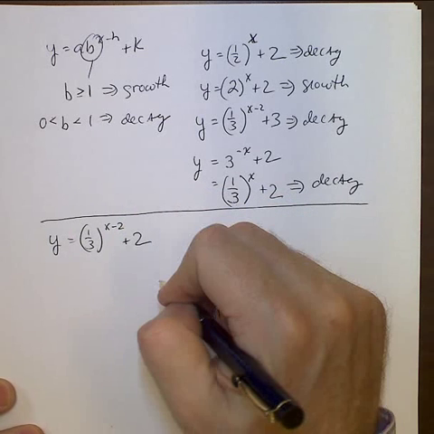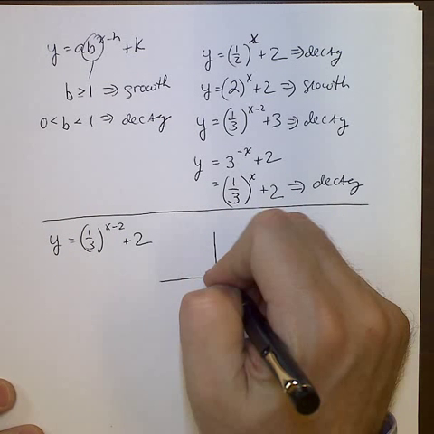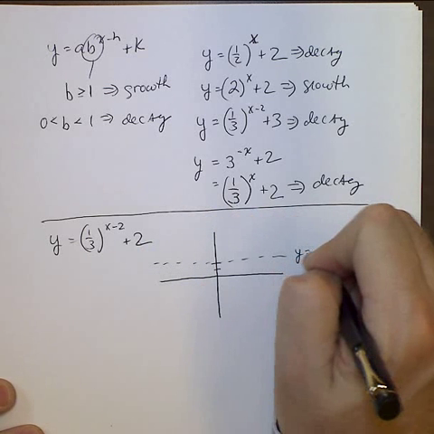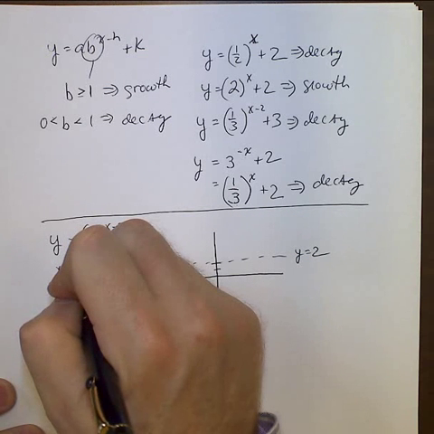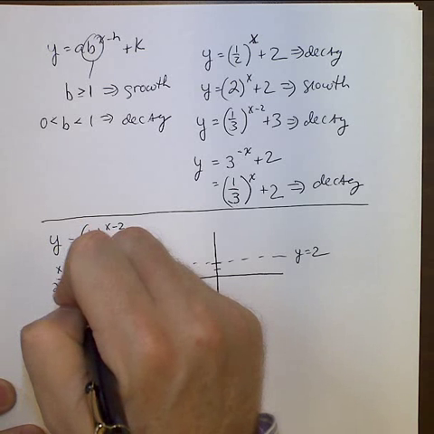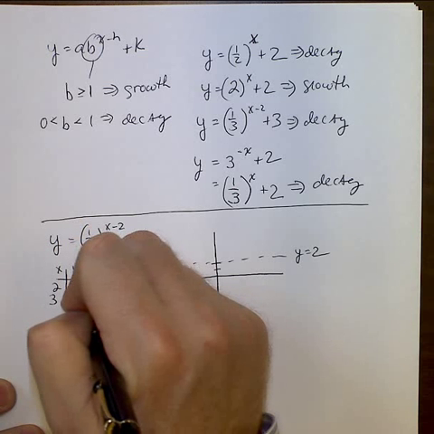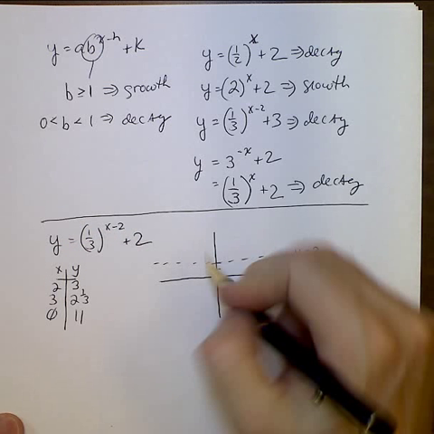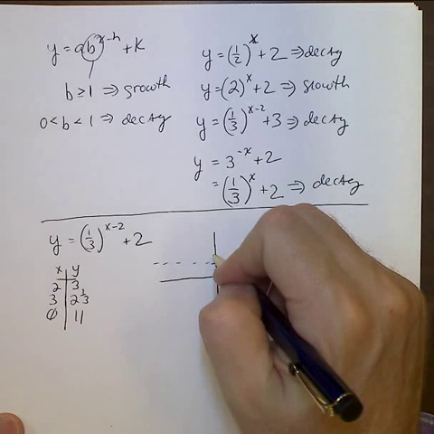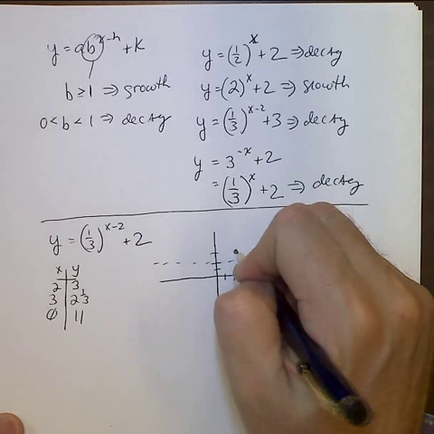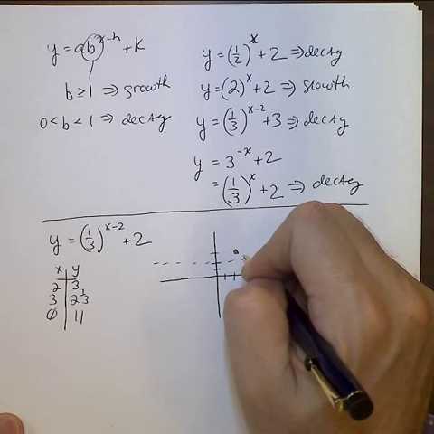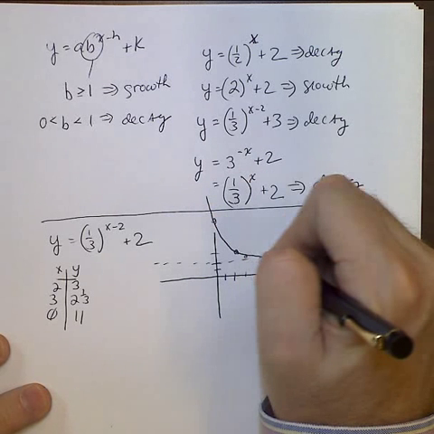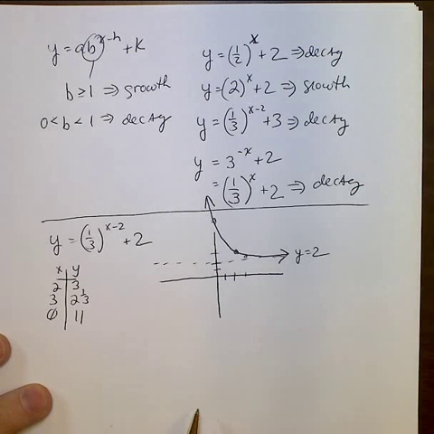First thing I'm going to ask you to do is plot the asymptote. Right there, it's at 2. So we draw a line at y equals 2. We're then going to plot points, and you will do this carefully. We're going to plot those points, 2, 3, 3, 2 1/3, 0, 11. And what you're going to see is that the curve decays.